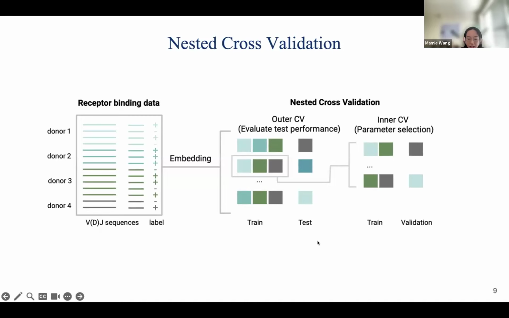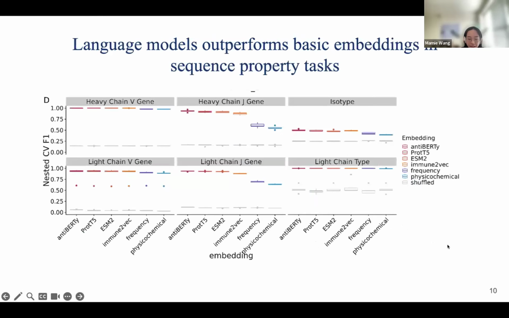And as a random control, I randomly shuffled the labels of the specificity data set so that we can use it as a random baseline, and then ran it through the same procedure. And here's a box plot for the nested cross-validation test set performance. I'm showing the F1 score here.